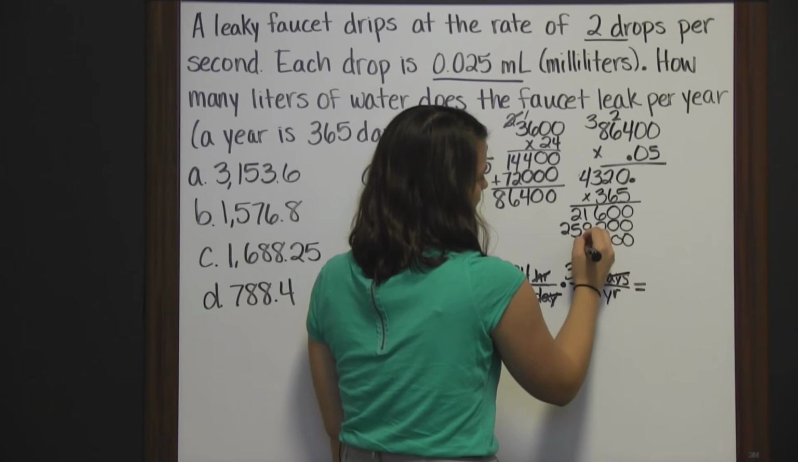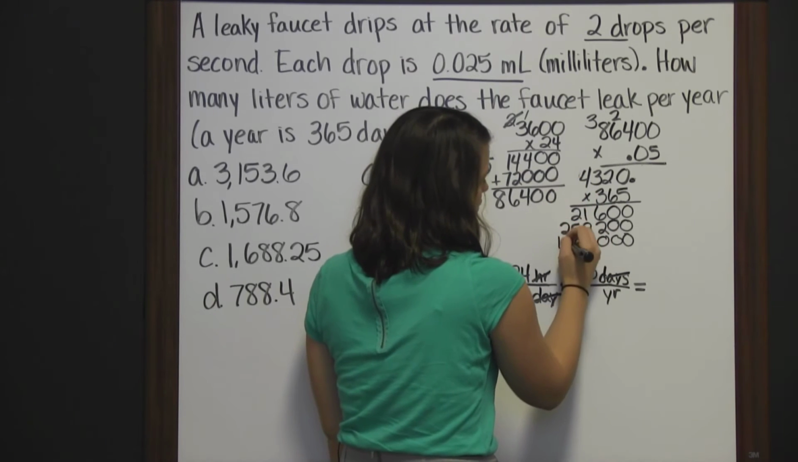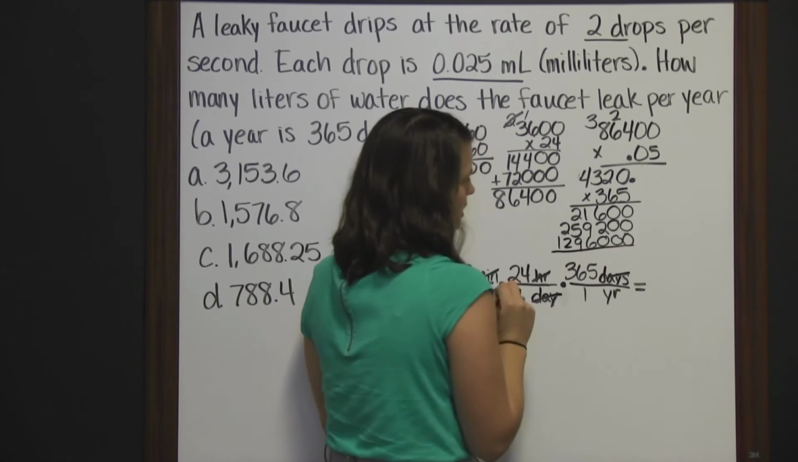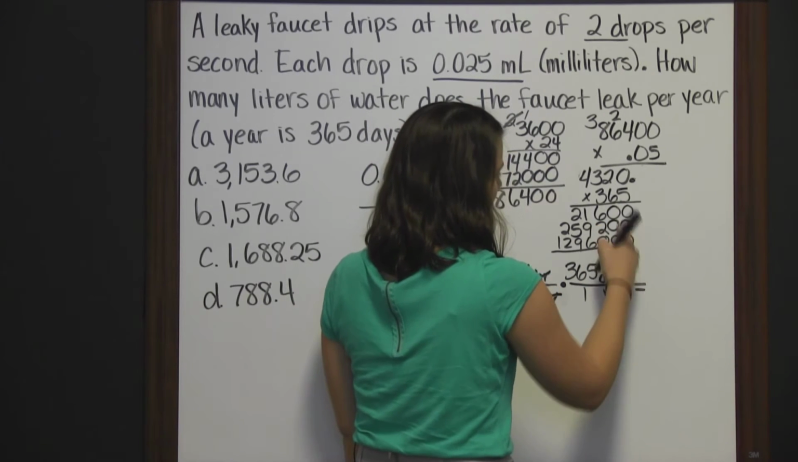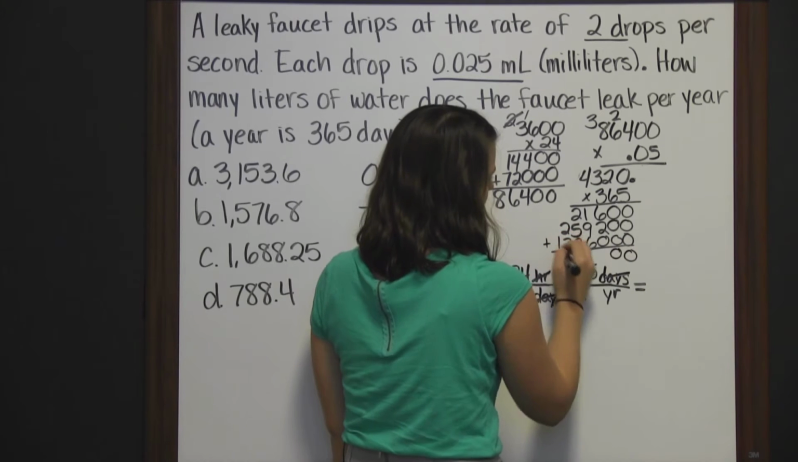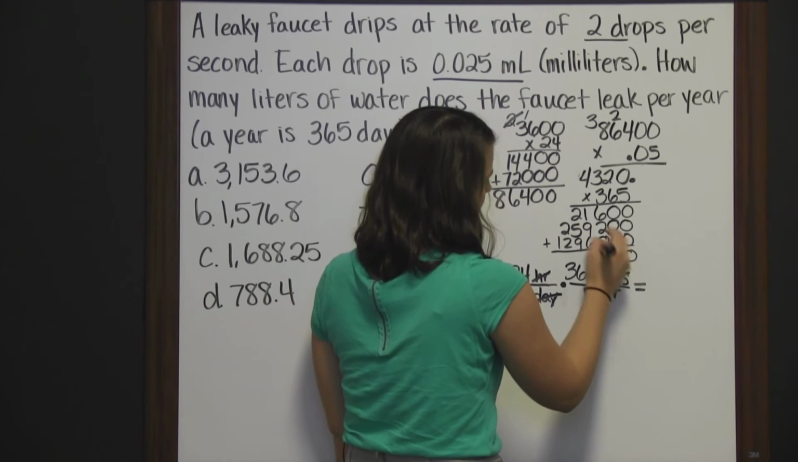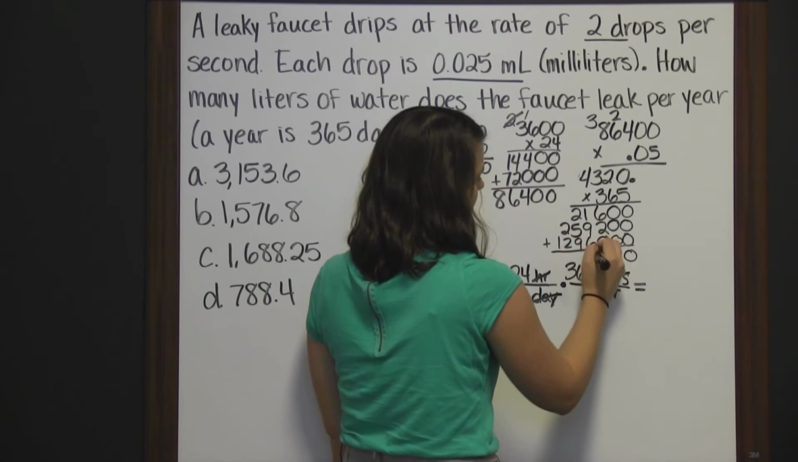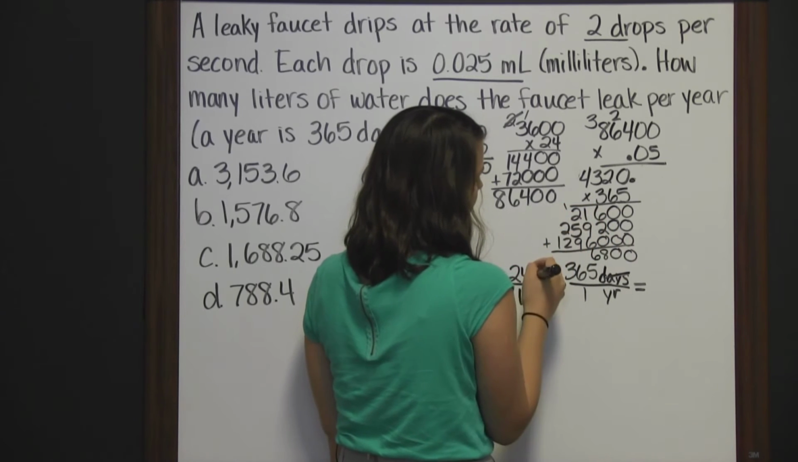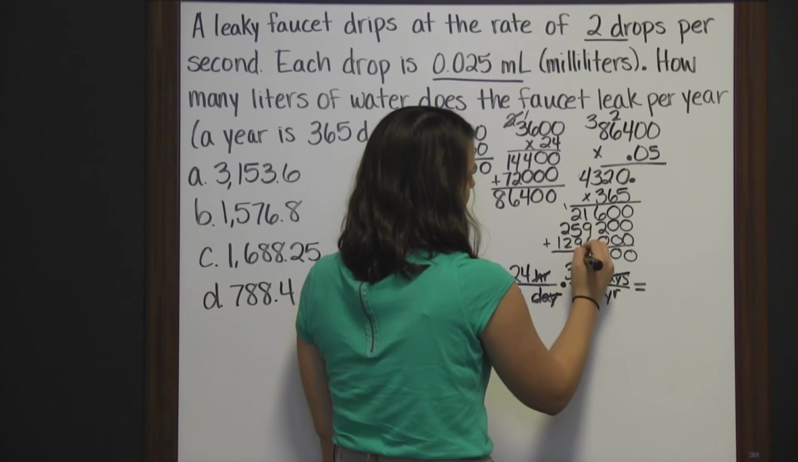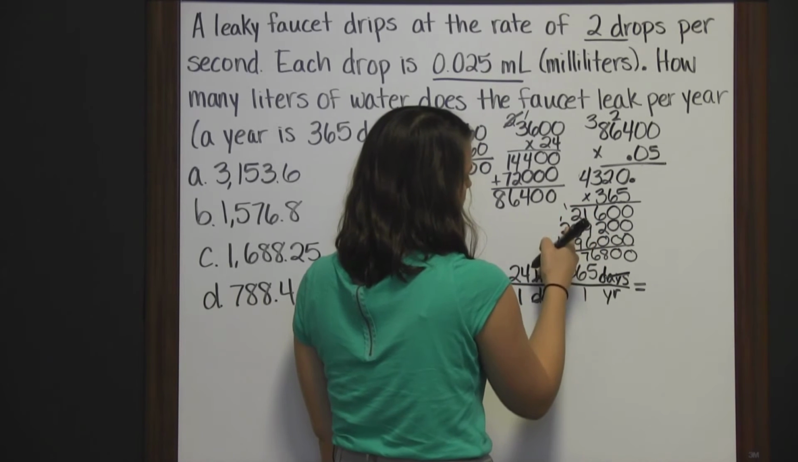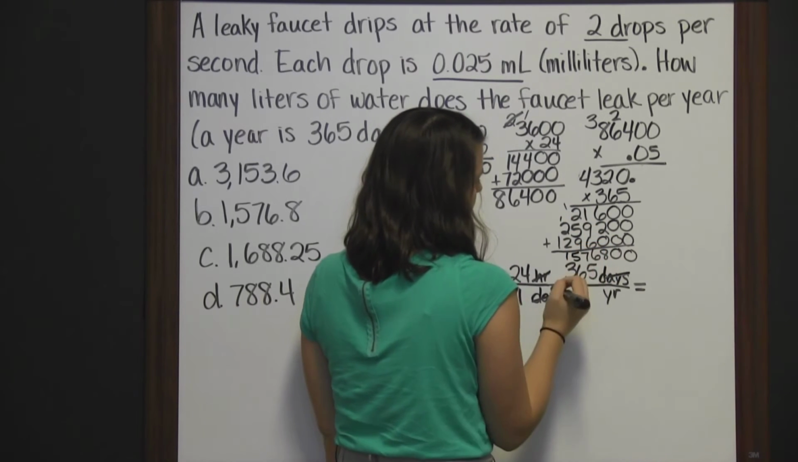3 times 3 is 9. 3 times 4 is 12. And we need to add all this up. So we get 0 here and 0 here. 6 plus 2 is 8. 1 plus 9 is 10, plus 6 is 16. Carry the 1. 9 plus 1 is 10. 15, 17. Carry the 1. 2, 4, 5. So 1.